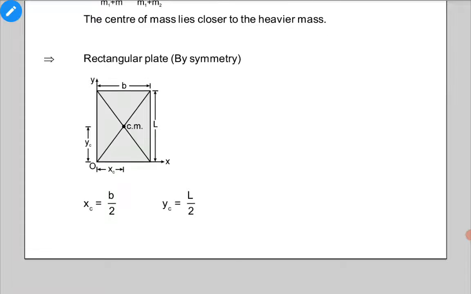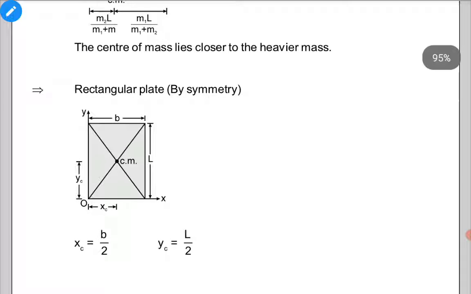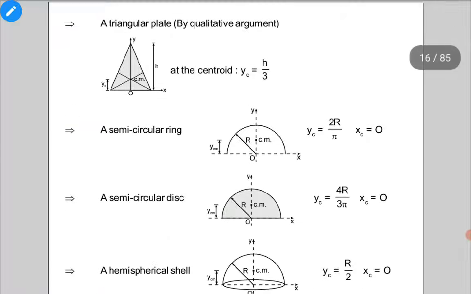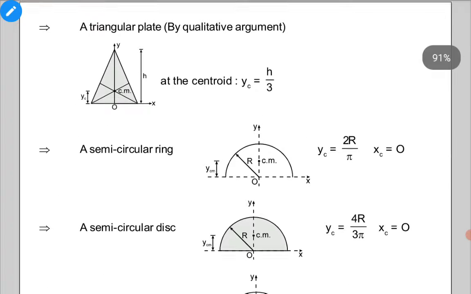Rectangular plate, by symmetry. In this case, x center of mass equals b by 2, b is this side, and y center of mass equals L by 2. A triangular plate, by a qualitative argument, at the centroid, y center of mass equals h by 3.